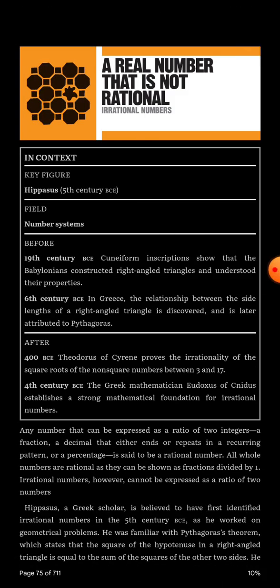A real number that is not rational. Irrational numbers. In context, key figure Hippasus, 5th century BC. Field, number systems. Before the 19th century BCE, cuneiform inscriptions show that the Babylonians constructed right-angle triangles and understood their properties.